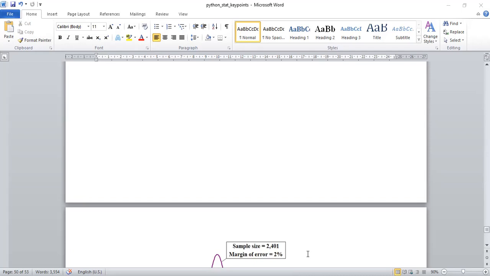That is, if you draw samples 100 times, out of that, 95 samples are going to include the true population parameter within their respective confidence interval. Understood?